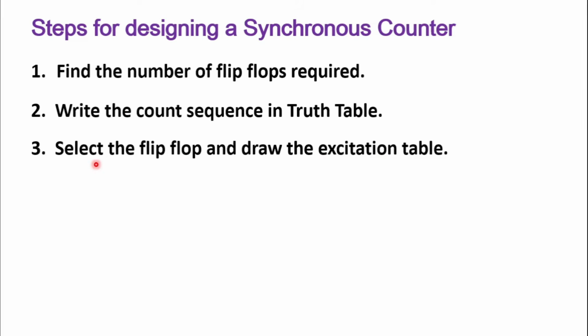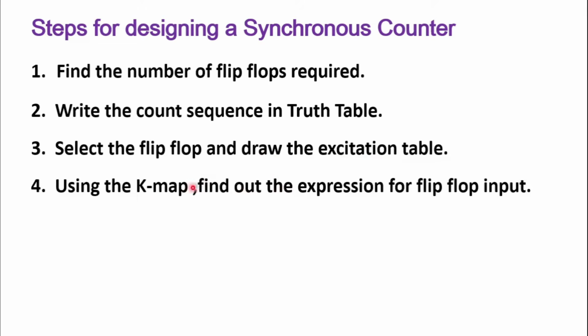Select the flip-flop means there are different types of flip-flop like D flip-flop, T flip-flop, JK flip-flop, SR flip-flop. Out of them, which flip-flop you are going to use in your design, you have to first select that flip-flop, and then accordingly you have to draw the excitation table. Use that excitation table, and depending on that you have to find out the expression of flip-flop input by the help of K-map. And once you find the expression, in the last step you have to draw the logic diagram. So we will go through them one by one.